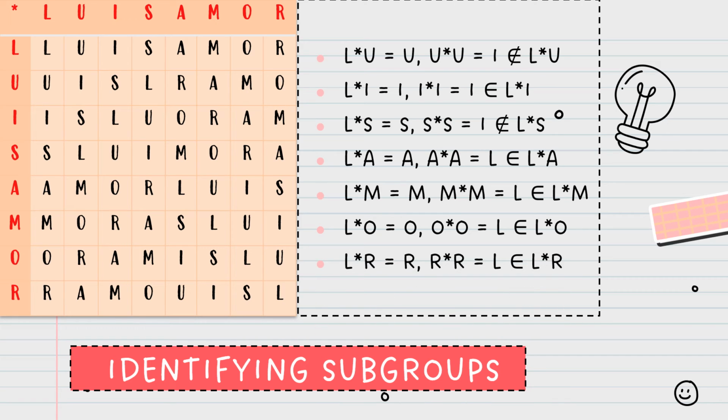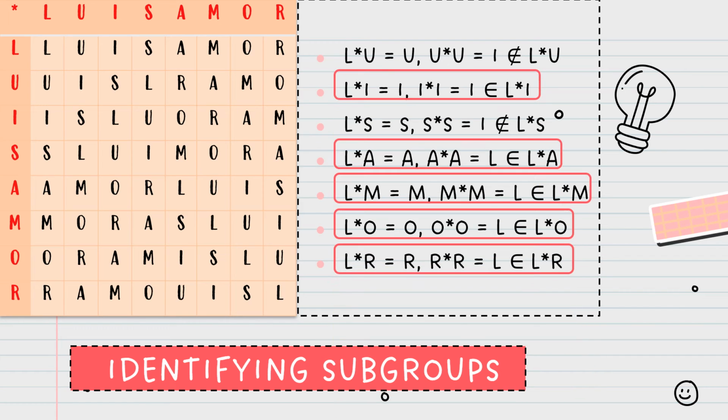Another, L star R is equal to R, then R star R is equal to L, and L is an element of L star R. Therefore, it is a subgroup. So the following are the subgroups.